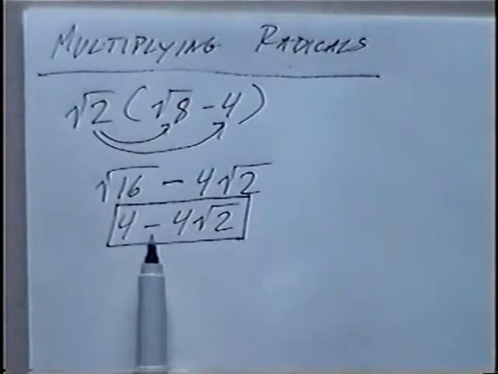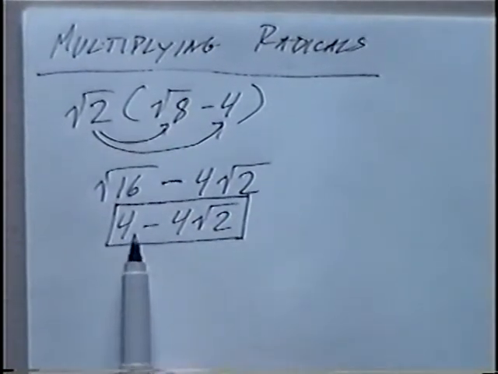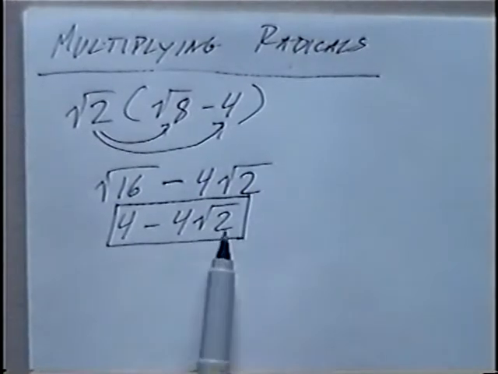The 4's you cannot subtract. One has a radical after it, and one is just a number. In order to subtract them, they both have to have the same radical.